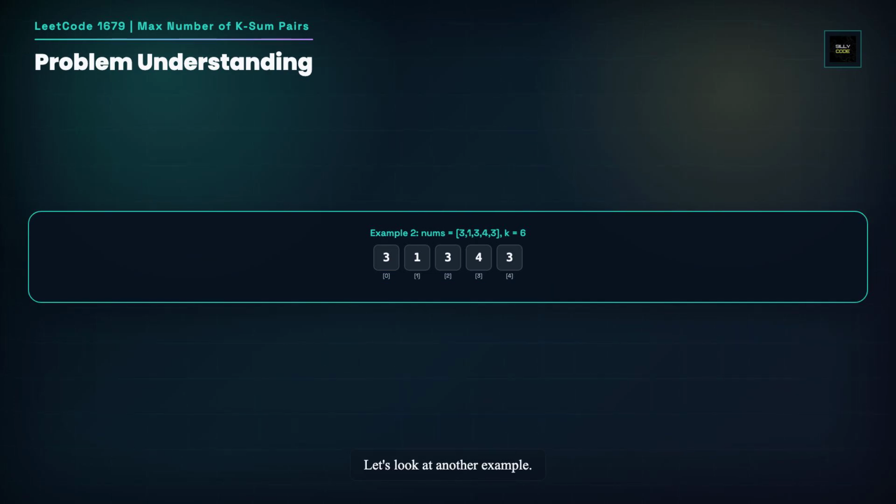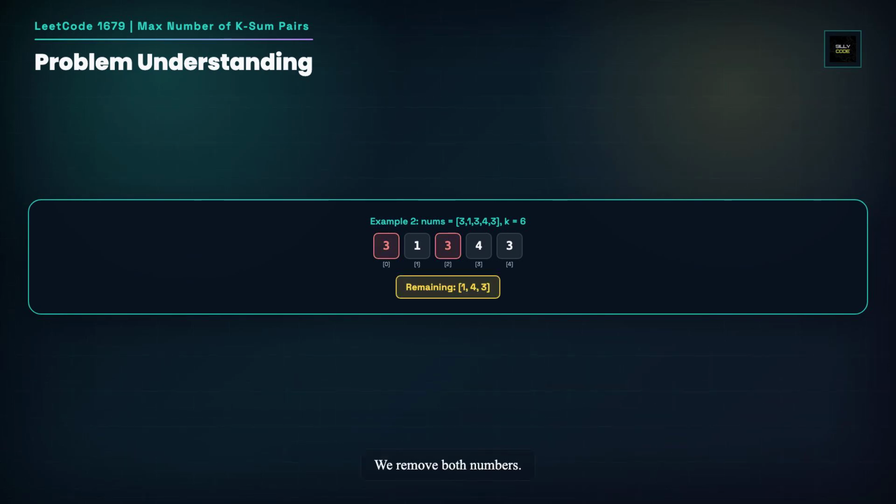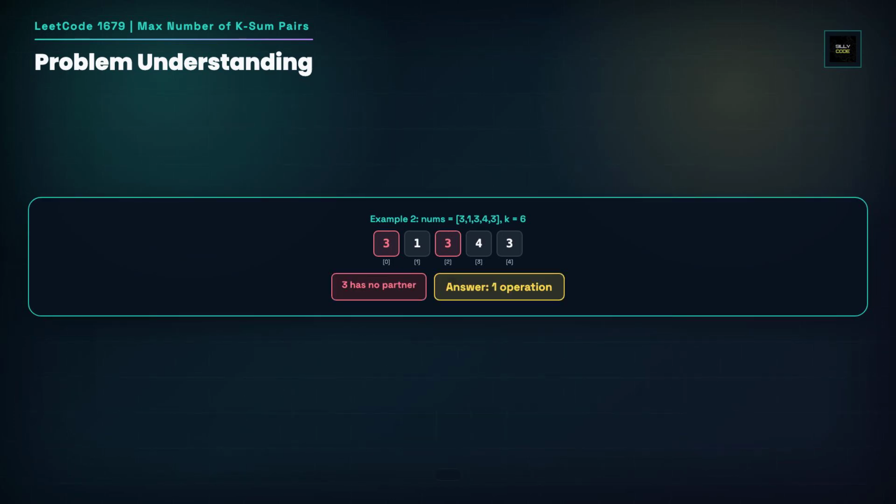Let's look at another example. The array is 3, 1, 3, 4, 3 and k is 6. The first pair is easy. 3 plus 3 equals 6. We remove both numbers. Now we're left with 1, 4, 3. Can we make another pair? 1 plus 4 is 5. 3 has no matching partner. So no more operations are possible. The answer is 1.